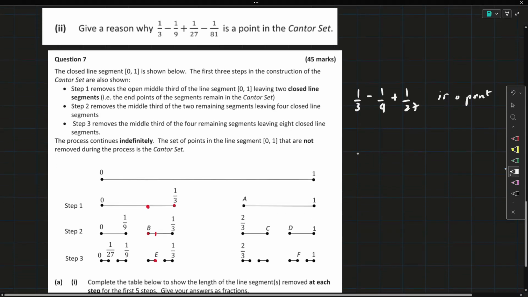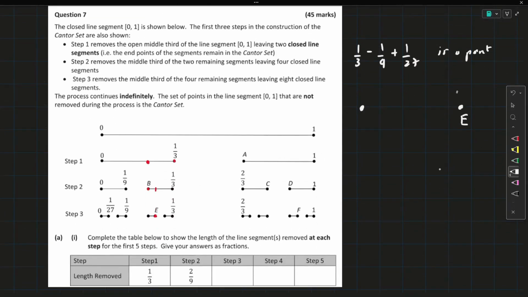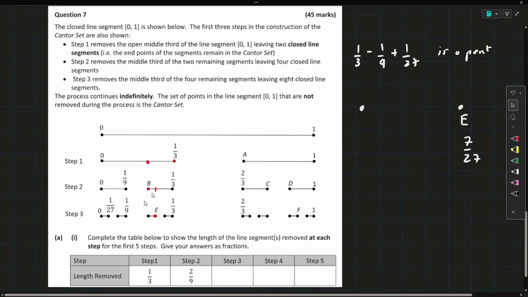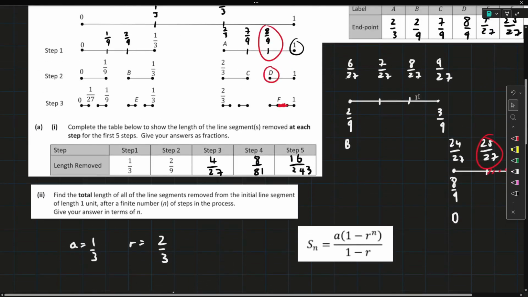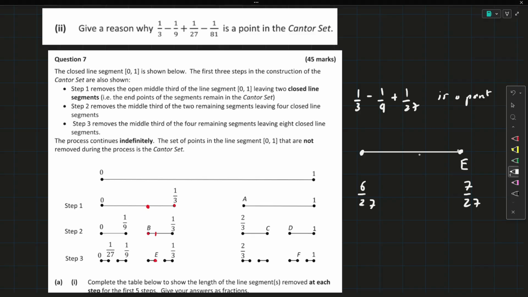So what might help is if we just do a sketch. So here we have E, and we said what E was up above. E was 7/27. So here we're going to have 7 out of 27. And then on the left here, that's B. So that's going to be 2/9. But again, we'll just write it in terms of 27ths. So we can write that as 6/27. And this is kind of our little line segment here.